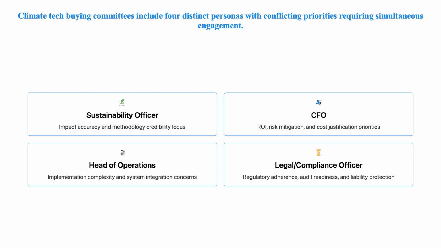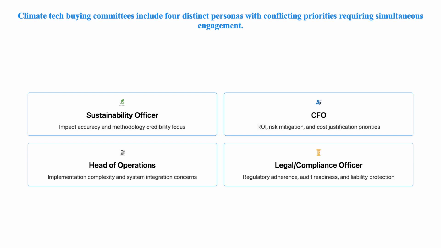Second, the CFO, your decision maker. They focus on ROI, risk mitigation, and cost justification. They want to see clear financial benefits and compliance cost avoidance. Third, the head of operations, your end user. They worry about implementation complexity, data integration with existing systems, and workflow disruption. They need proof that your solution won't create more work.